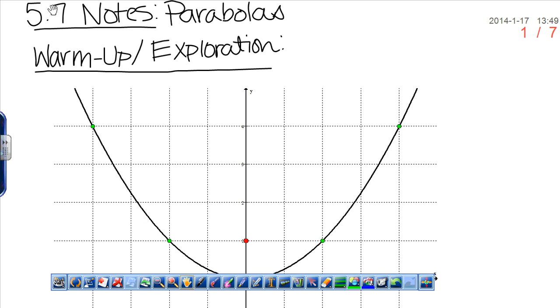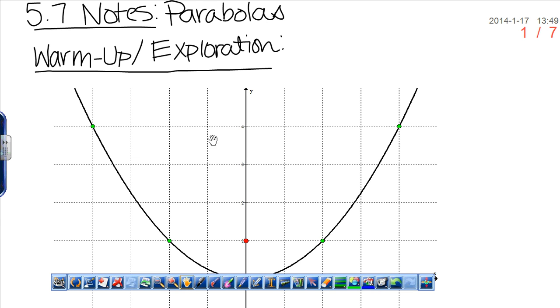Alrighty, so today we're going to talk about parabolas in terms of being a conic section. So it's going to look a little bit different than how we worked with parabolas in our quadratic functions unit. We are not only focused on functions anymore, we're going to have both vertical and horizontal parabolas. Okay? We're going to have both.